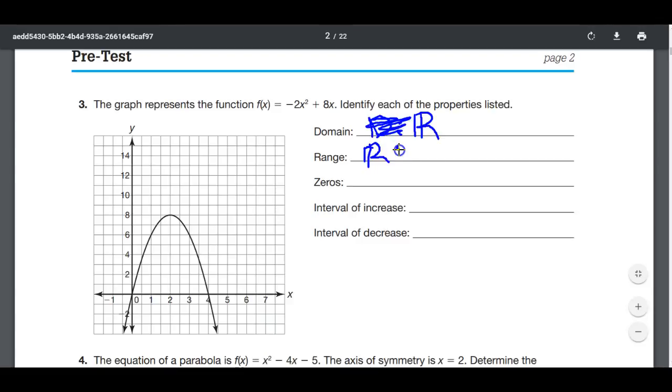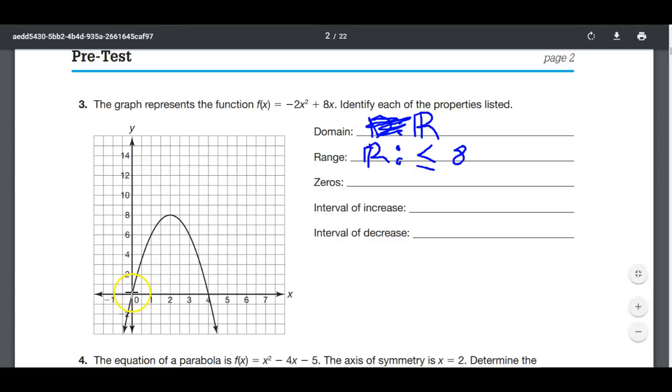But now we use this colon that can sometimes mean such that, or we put a little bar there, double bar or whatever. Set of all real numbers such that they are less than or equal to 8. Okay, because we want every number that is 8 or less. It goes down forever, but it doesn't go above 8 at all.